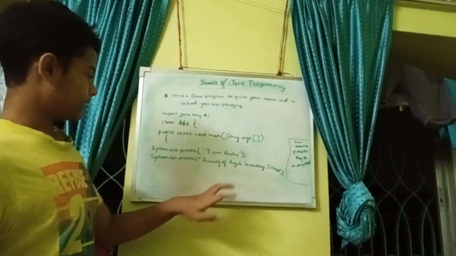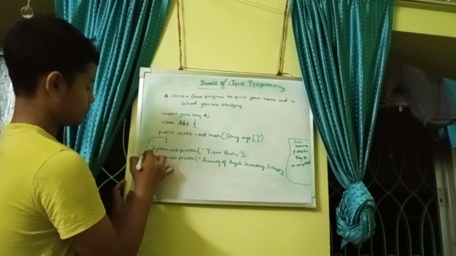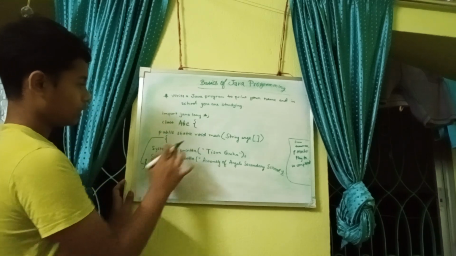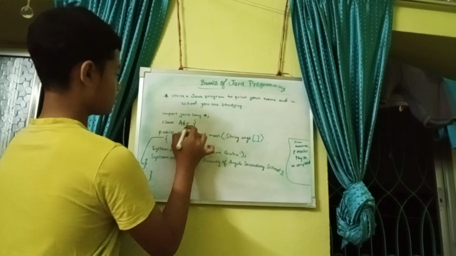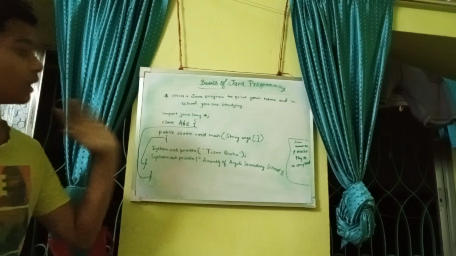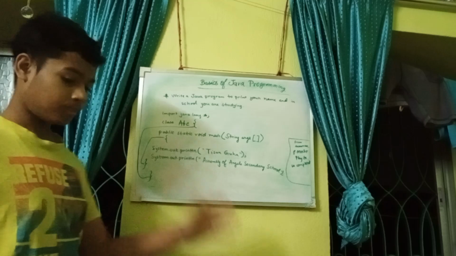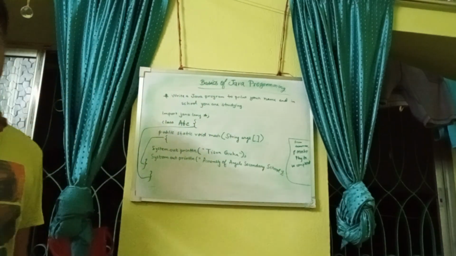So I have closed the curly brackets. This is closed, and this closes the main function. Again, this is closed, which means the class is closed. Which means the program is complete. I will show you the output. What will be the output?